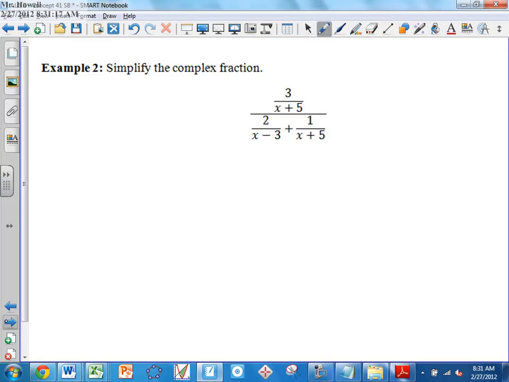All right. So, what are all of the possible denominators? What's one of the possible denominators? What is one of the denominators you see on the board? X plus 5. That's one of them. One of the denominators is x plus 5. What's another one of them? X minus 3. And then the last one is also x plus 5. So, a common denominator would be what?